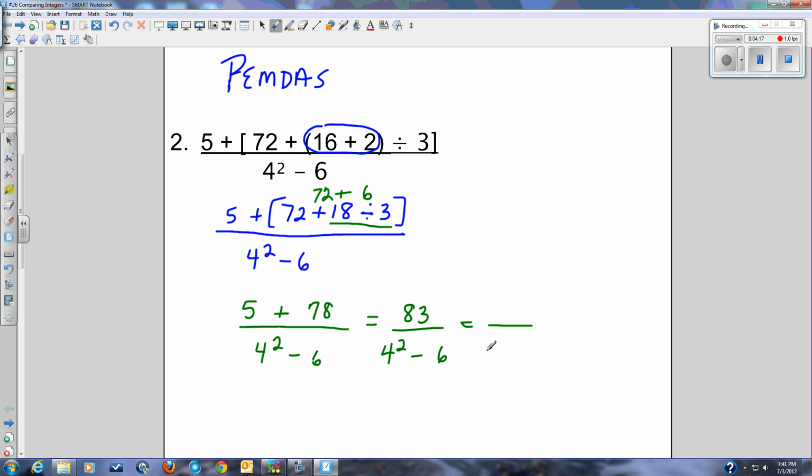Now, in the denominator, we have exponents and subtraction. So we do the exponents first. 4 squared gives us 16. So we have 16 minus 6. Well, we can continue to finish that problem. 16 minus 6 gives us 10, so we have 83 over 10. And now our last step is to go ahead and either reduce or divide. Let's divide that out. 83 divided by 10 gives us 8.3.